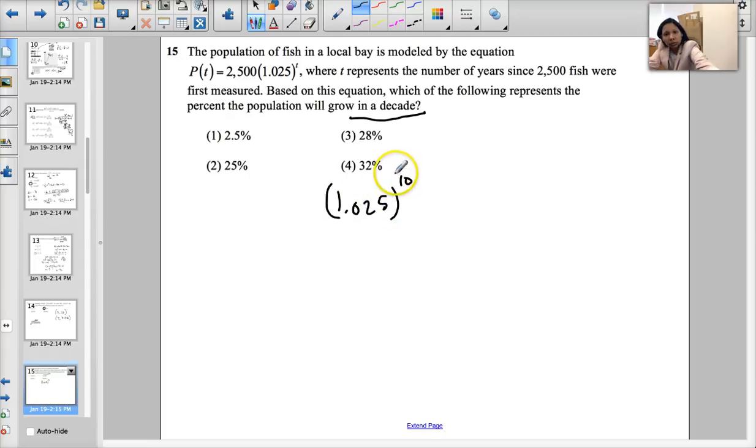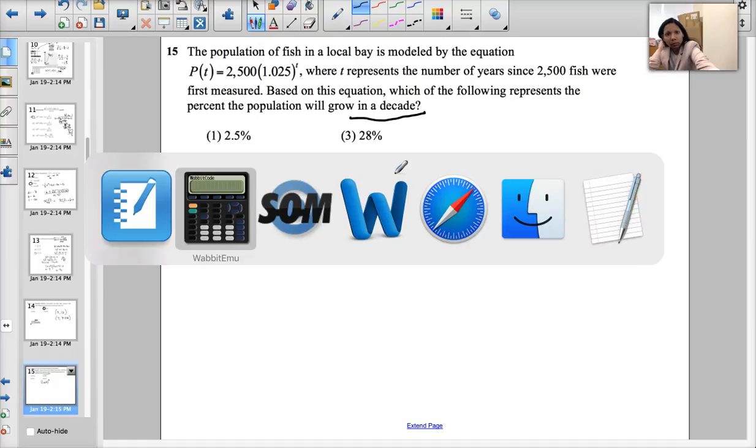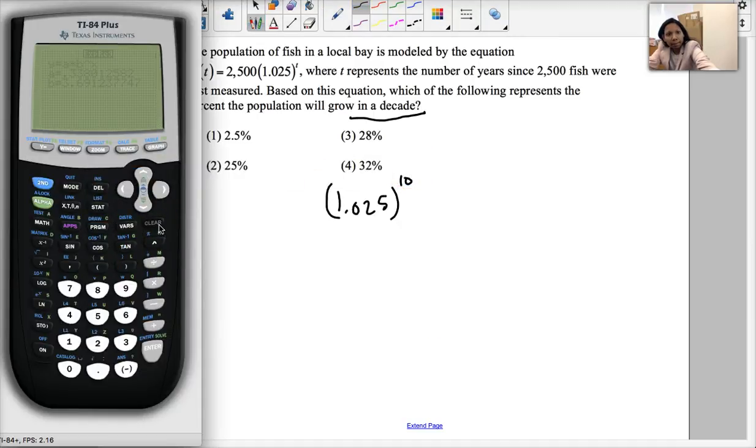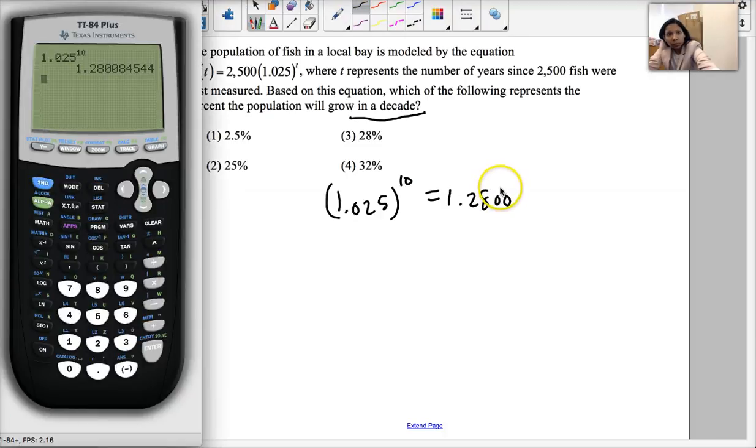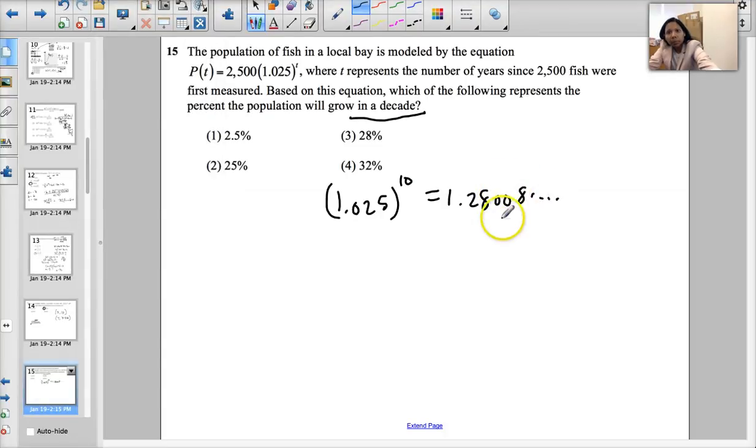So let's see, I'm going to take my calculator, and I'm going to clear that, and I'm going to do 1.025 raised to the 10th power, because T again is time, and that's years. So I get 1.28 something. I'm going to go back over here, and I have 1.2800, what was it? 844. Since I'm looking for the percent, I know that this is going to be how much bigger this number is than 1. So I'm going to subtract 1 from it to find out what my percent is.